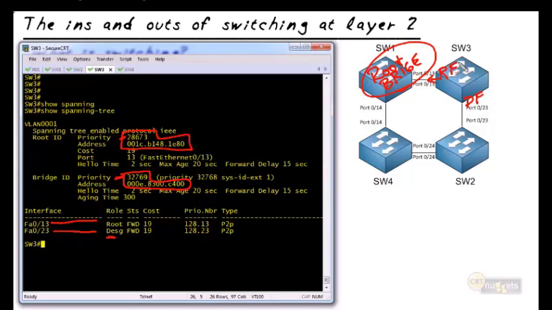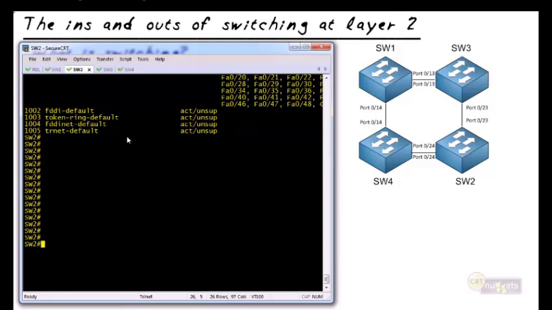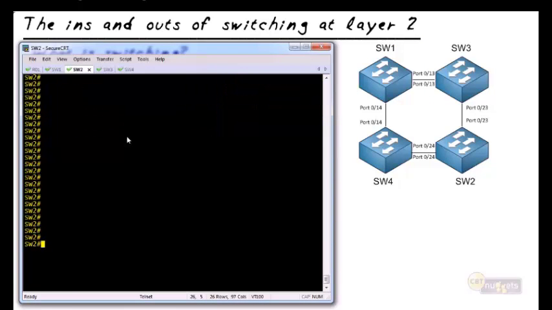So what's next? Let's go take a look at switch 2. Somebody's got to block. Somebody has to block in this topology so there won't be a loop. So let's go over to switch number 2, and we'll do a show spanning tree there.